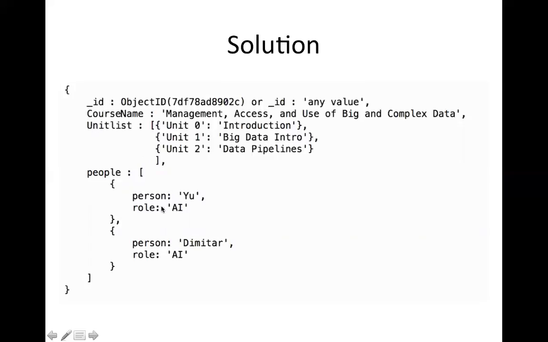Also for the people, I still use an array to store object information. So like their people, person, you, raw AI, person, Dimitar, raw AI. Also, you can put object. If you like, you can put the ID here. So it's the non-SQL data.